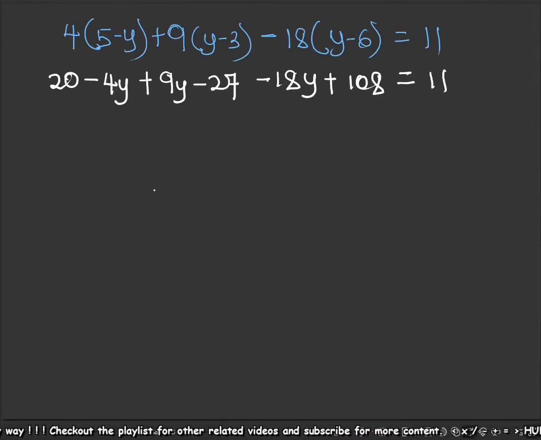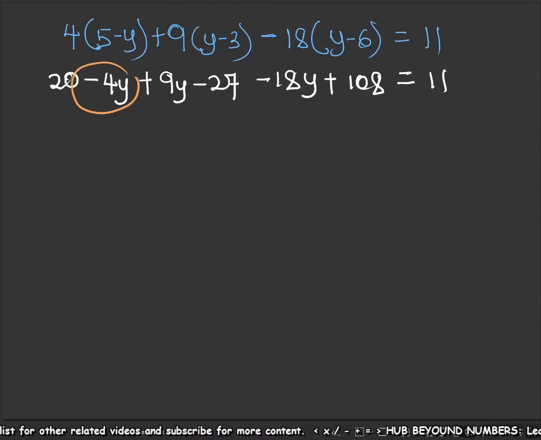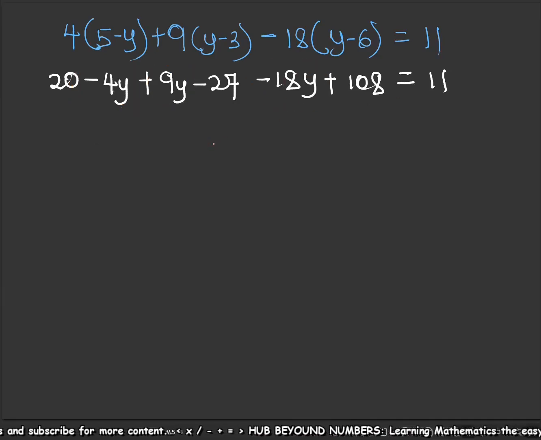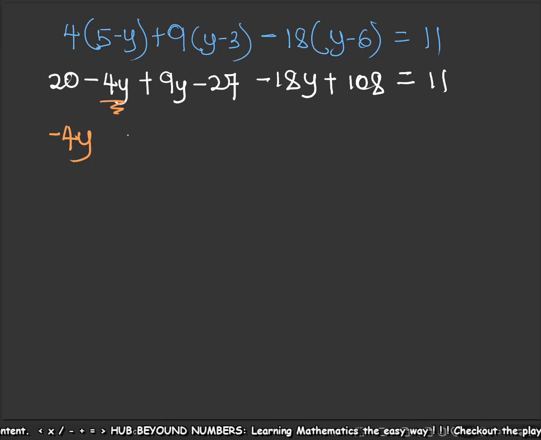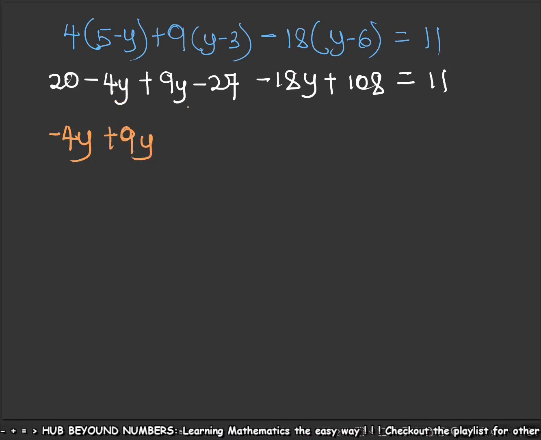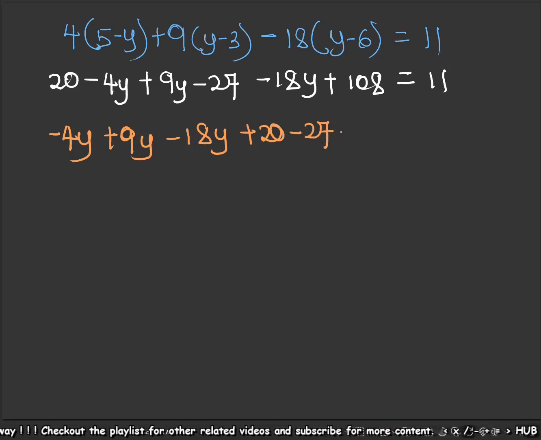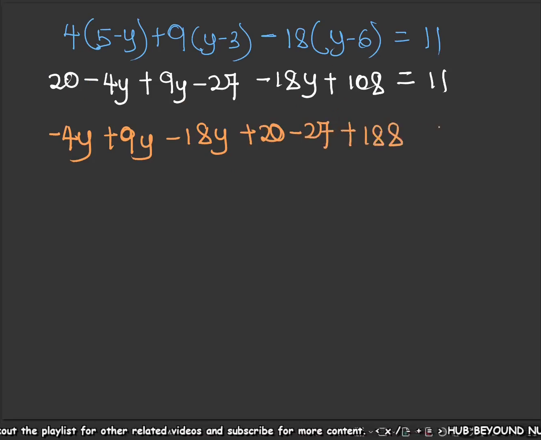So at this point now, all we do is group like terms. All those containing y's, that is this here, and then this, you group them together. And those without it would also be grouped. So we have negative 4y, that is from here. Then a positive 9y, that is from here. Then a negative 18y, that is also from here. What haven't we written? We've not written our 20. So positive 20, followed by a negative 27, and followed by a positive 108. All giving us what? 11.